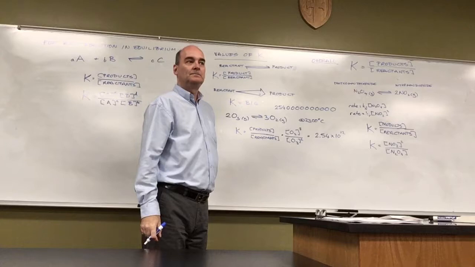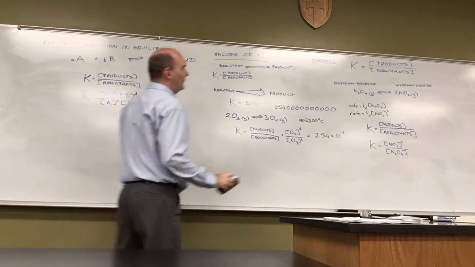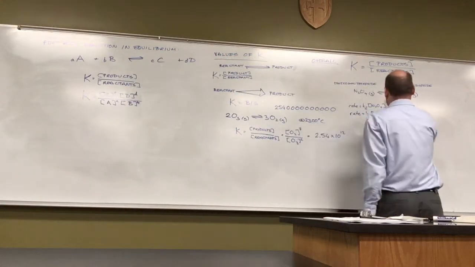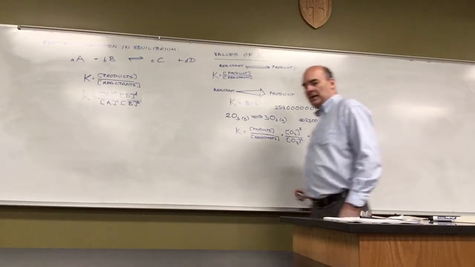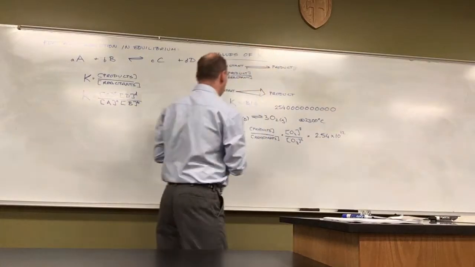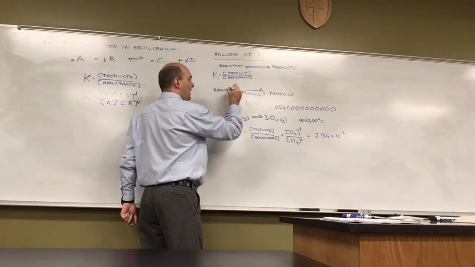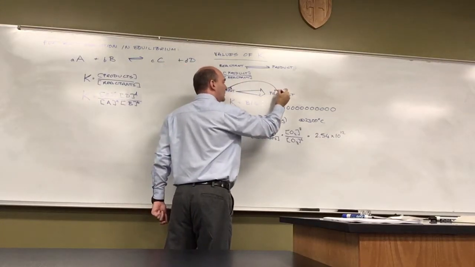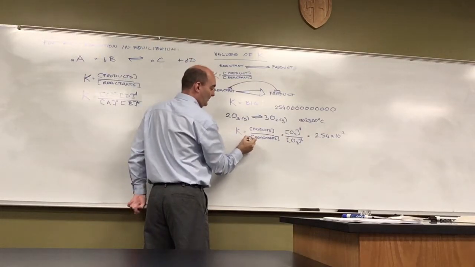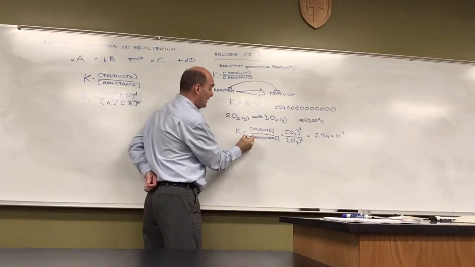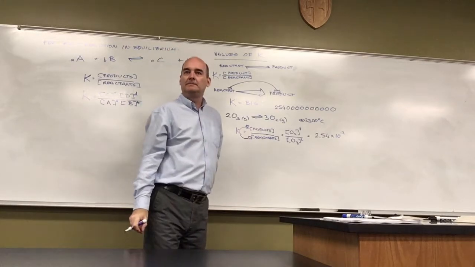It's a big number. The knock-on effect of what we're seeing with K is that if I take a little bit of reactant and push it to be product, what I do is take a number out of the denominator and put it in the numerator.